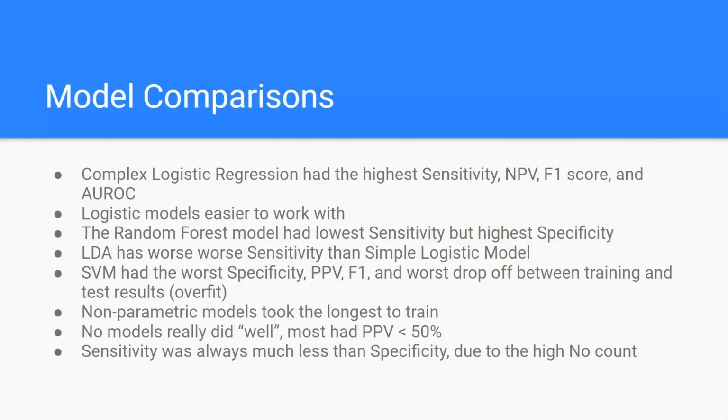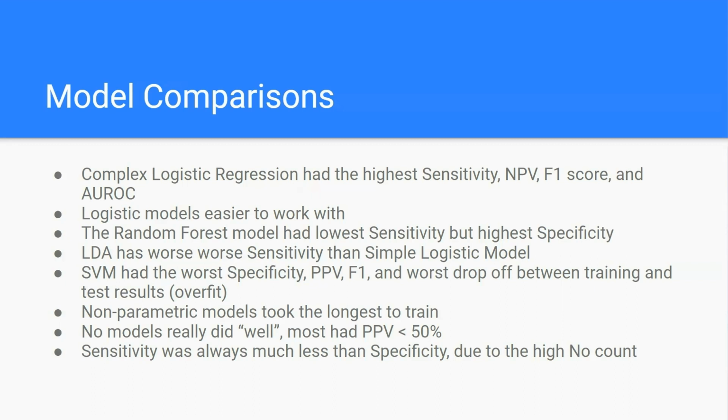Based on the model comparisons, you can see that the complex logistic regression has the highest sensitivity, PPV, F1 score, and area under the curve. We noticed that the logistic models are easier to work with. The random forest model also has the lowest sensitivity, but it has the highest specificity. So we can see a trade-off between both metrics. The LDA has worse sensitivity than the simple logistic model.